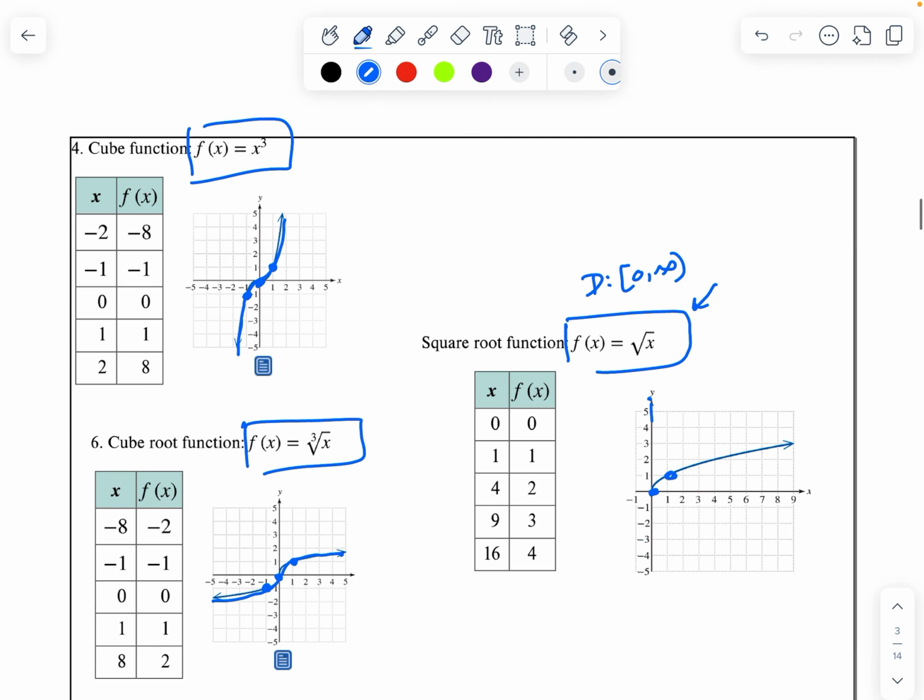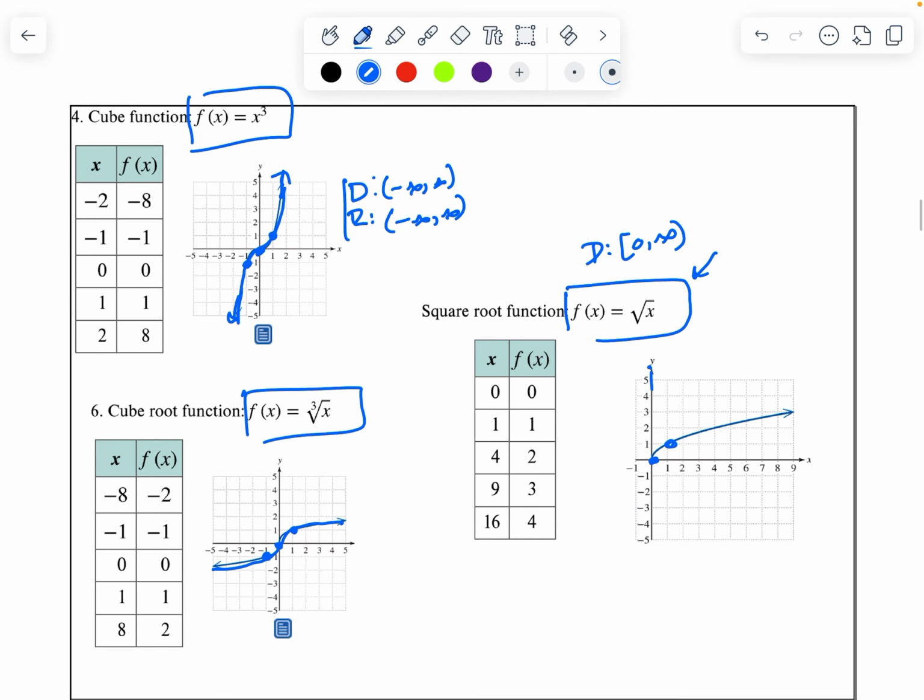For the cube function, this will maintain its rightward angle and leftward angle, so the domain and range here will both be negative infinity to infinity. The same exact thing on the cube root function. It's going to match that domain and range. The square root function, you see the domain starts at 0 and goes to infinity. The range also starts at 0 and goes to infinity. It'll keep rising.